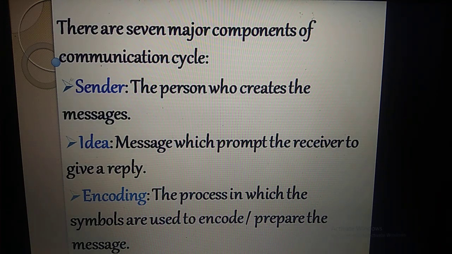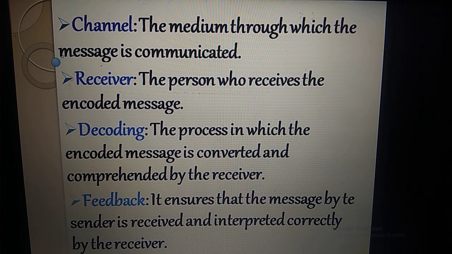There are 7 major components of communication cycle. First is sender, then idea or message, then encoding. So every detail is mentioned in this video. You just write the details. Okay, just push the video and write your answer. The next, channel, receiver, decoding and feedback. So these are the 7 components of communication cycle.